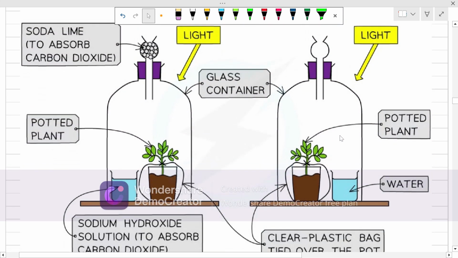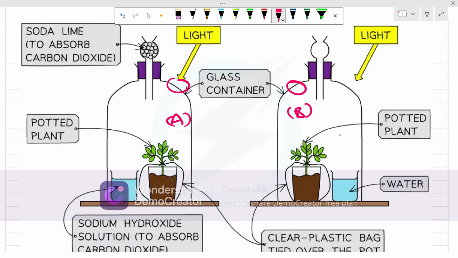This is the illustration of this experiment. So we have plant A and plant B. Both are placed in a bell jar. This is the bell jar or glass container. The first plant is placed near sodium hydroxide, which absorbs CO2. The second plant is placed near water, which does not absorb CO2.